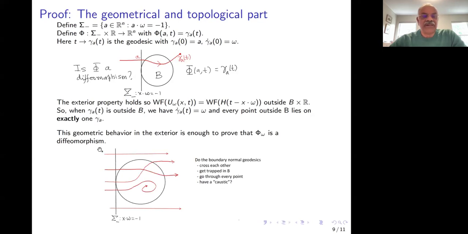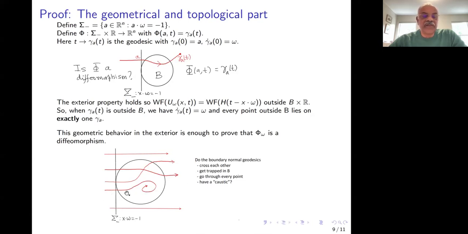So here is the geodesic. If it starts here, it just goes straight through. If it comes in parallel to omega, it goes in, but the moment it comes out, it's parallel to omega. And like this. And there is one of these geodesics through every point outside B.